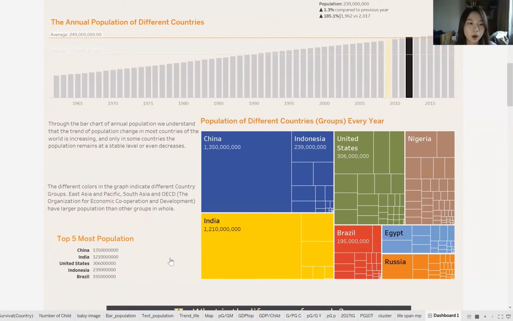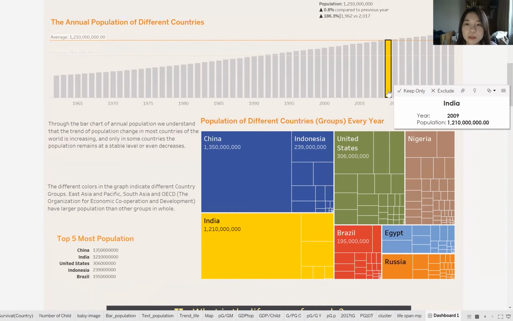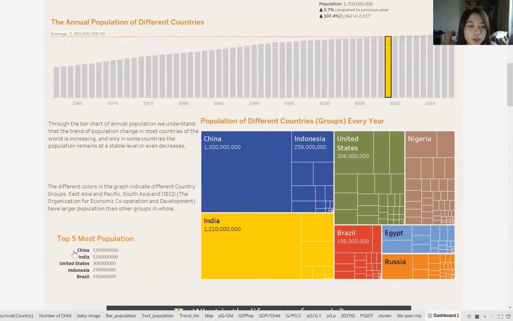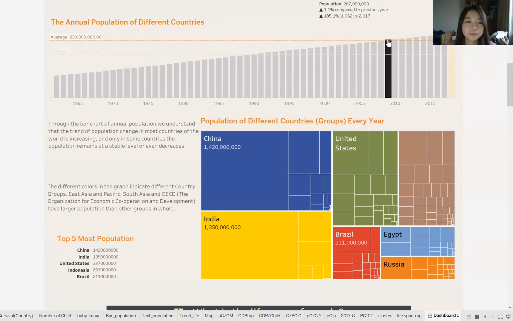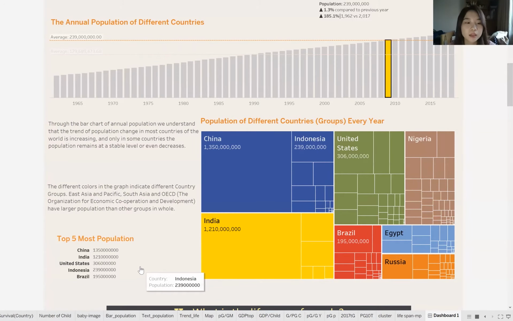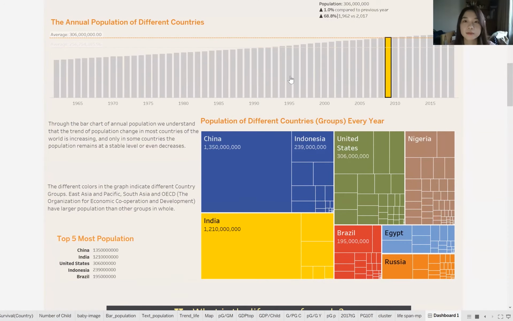Here is a text box which shows the top 5 countries with the most population. We can see that in this year, 2009, these 5 countries have the largest population in the world. And this is all of my part.